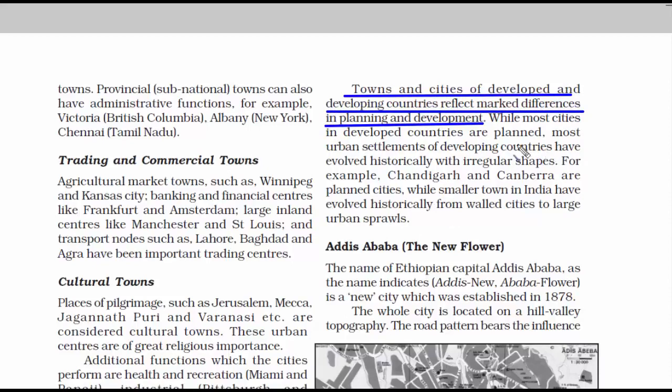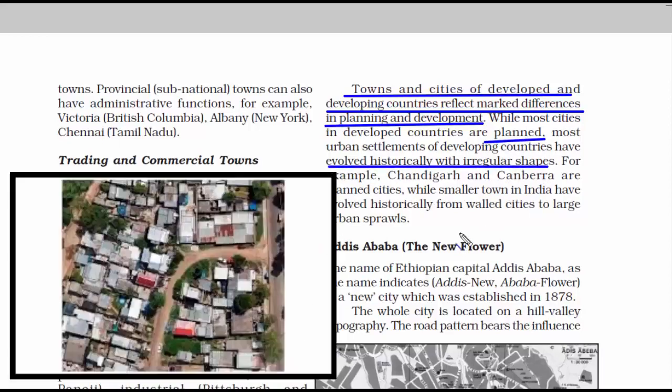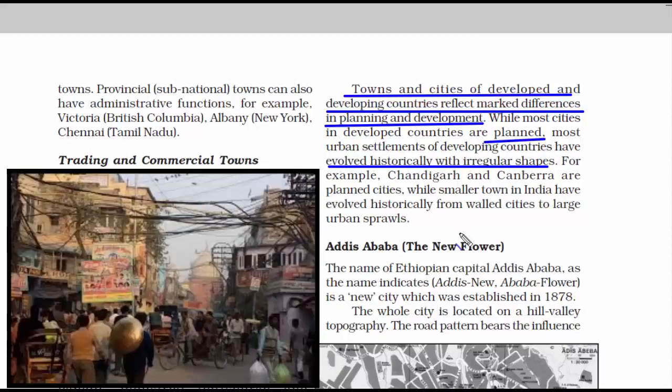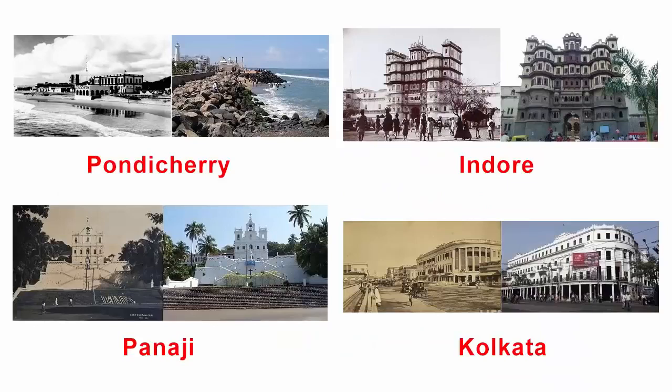The cities in developed countries are usually well planned. They are the result of town planning. But most urban settlements of developing countries have evolved historically with irregular shapes. So if you go to Old Delhi, the area is still somewhat how it was before independence. There are many such towns in India that still somewhat resemble their old style.